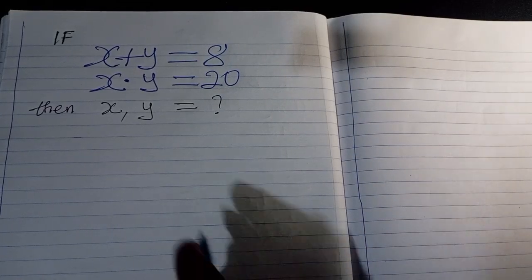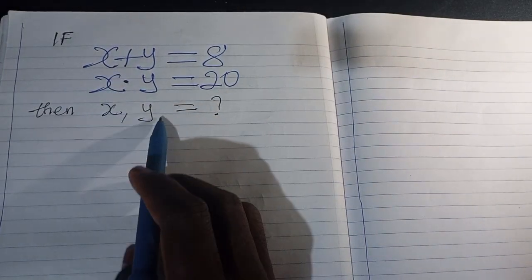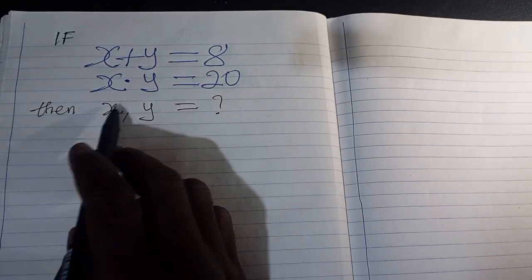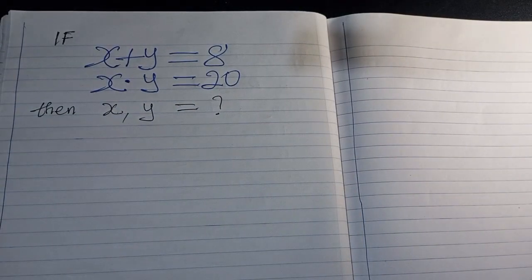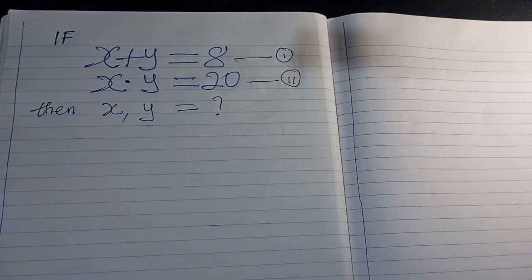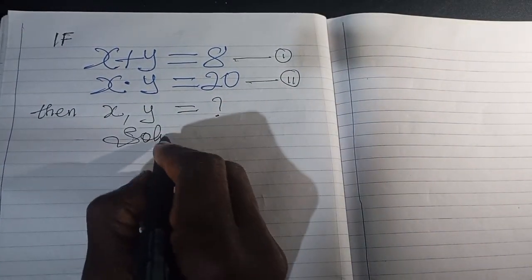Alright, welcome. Let's find the value of x and y in this equation. We are given x plus y equals 8, and x multiplied by y equals 20. Let's call this equation 1 and this equation 2. Solution.